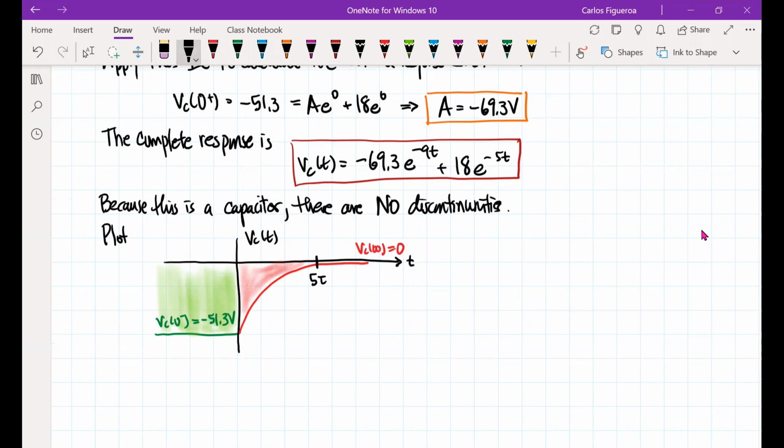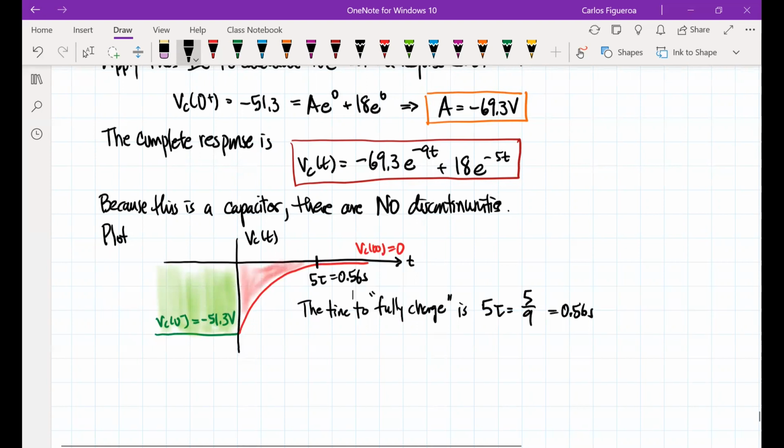If I look at my time constant, it is 9. So the time to fully charge is 5 tau, which is the same as 5 over 9, which will then be 0.56 seconds. So it discharges in a little over half a second.